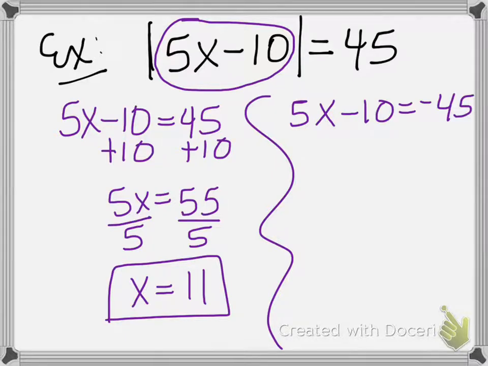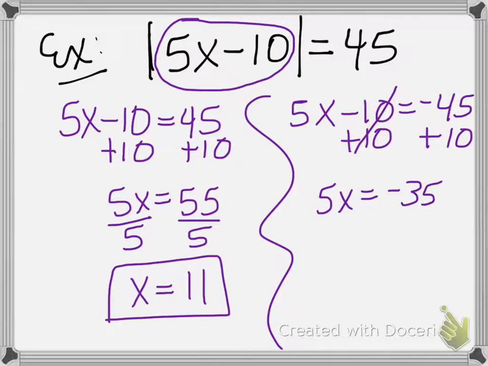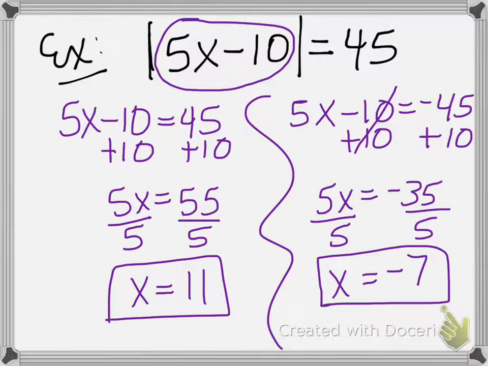Then I'm going to solve the other side, so I have +10 and +10. This time I get 5x equals -35. And when I divide by 5 this time to get x by itself, my x is going to be -7. So if x were 11 or if x were -7, either way, both of those would be correct if we plugged them into the equation.